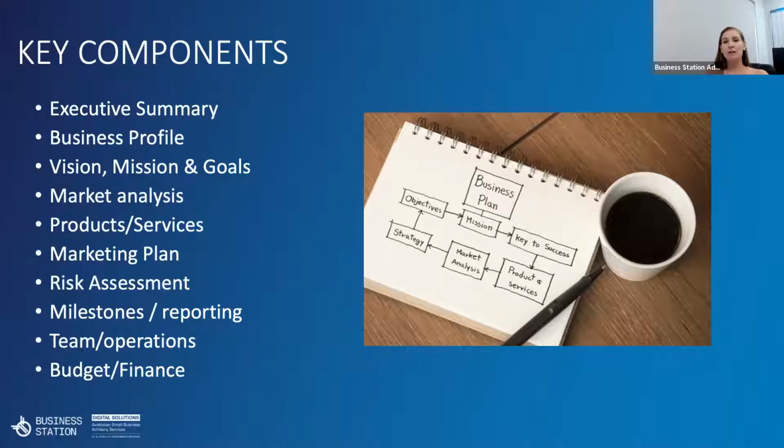Milestones are really important in a business plan, and this is what needs to happen and when it needs to happen. And then your progress reporting ties into that. So that's when and how you're going to report against those milestones. Your team and the operations are really important. Now, who's going to be involved in the business or who is already involved in the business.